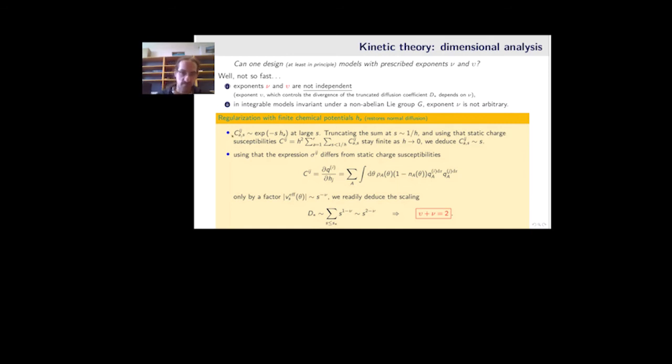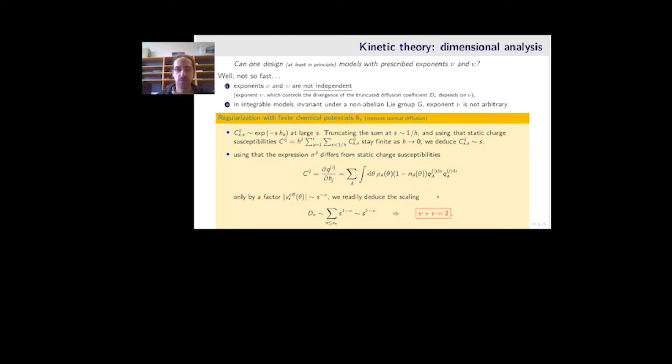So it turns out that static susceptibilities associated with each quasi-particle mode will have this exponential fall off, and then you can write the formula for this static susceptibility in terms of this hydrodynamic representation. This is for the static one, and there is a similar formula for the dynamic one when you just insert under the integral the effective velocity. You use the scaling that you assumed before, and then from this argument you are able to deduce that the regularized diffusion constant will diverge with s to the power 2 minus nu. So it's just a different regularization scheme.